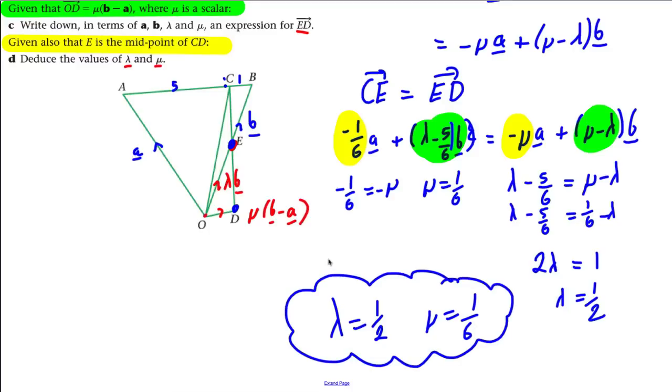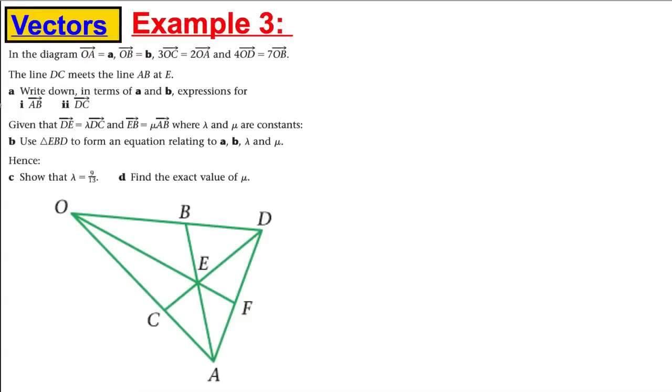Quite a tricky question. I'll do one more example and then we'll finish off on this topic. Here's the next question. Again, you may want to have a go at this one yourself and check with me afterwards, or you may want the guidance throughout and I'll work through it. In the diagram, the vector from O to A is little vector a. So the whole vector from O to A is little a. The vector from O to B is b.